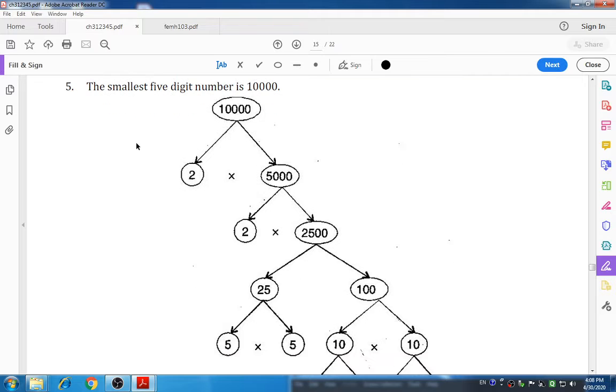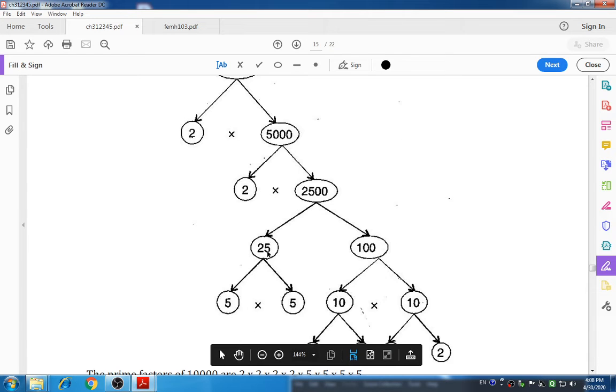So what is the prime factorization of the smallest 5-digit number? The smallest 5-digit number is 10,000. And 10,000 can be factorized into 2 into 5,000. 2 is a prime number and 5,000 is a composite number. So this 5,000 can be factorized into 2 into 2,500. Again this 2 is a prime number and 2,500 is a composite number. So we factorize into 25 into 100. Now both are composite numbers, so we have to find the factors of both numbers.